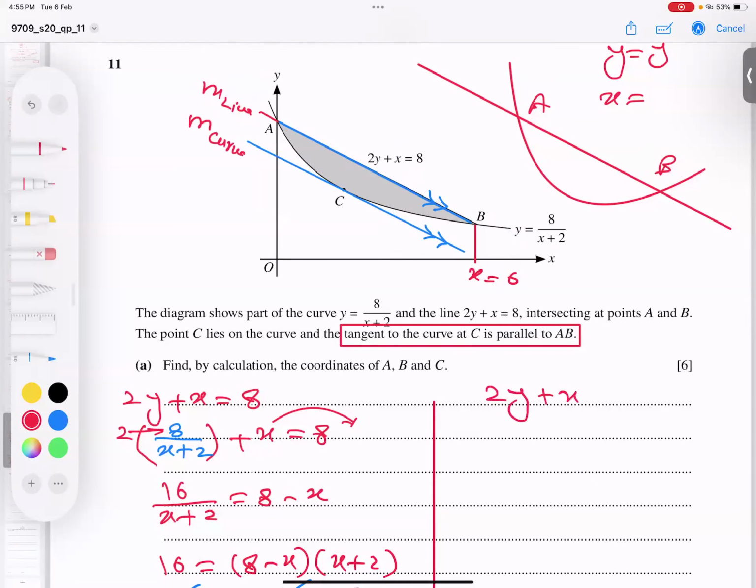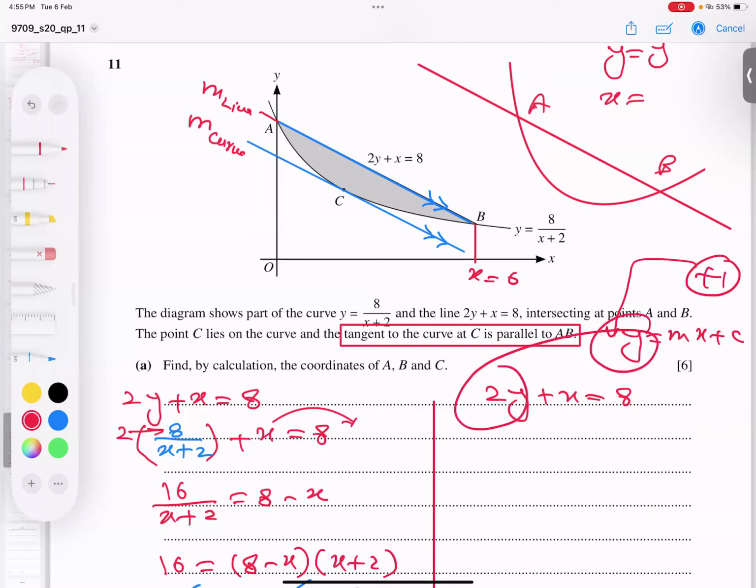2y plus x equals 8. Students, you know the y equals mx plus c format. So what is the y coefficient here? It is +1. So I will try to make y alone. When I make y alone, students, look at the way I do it.